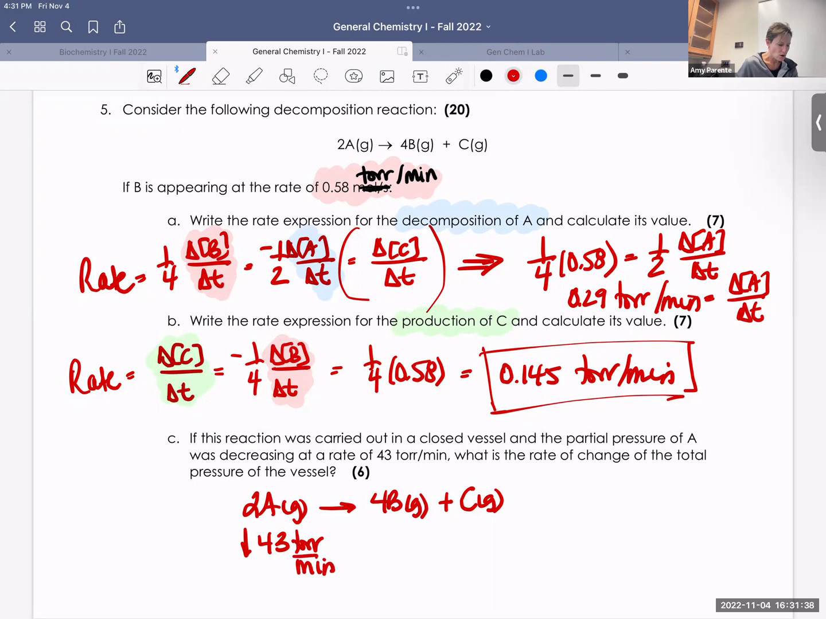Okay. So we know that C, what do I have here? I'm looking at what I have here. C.